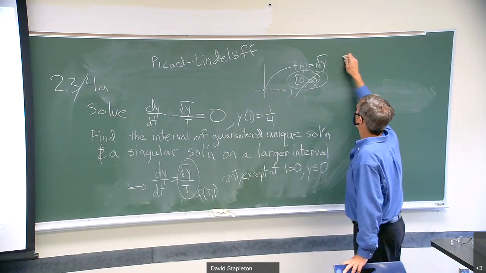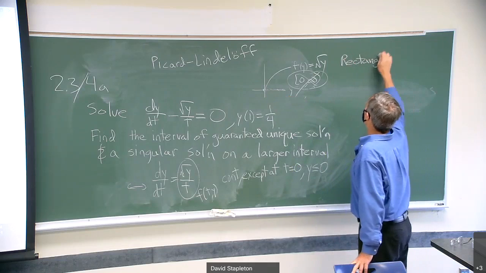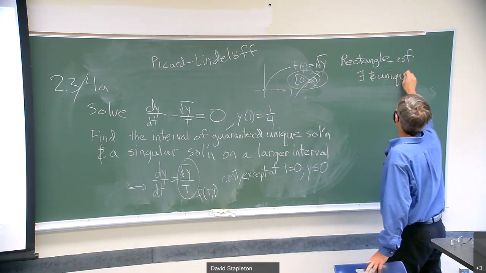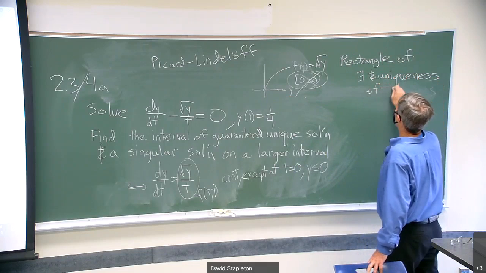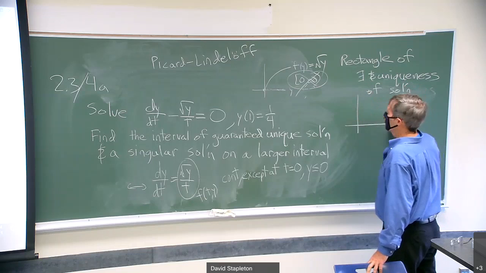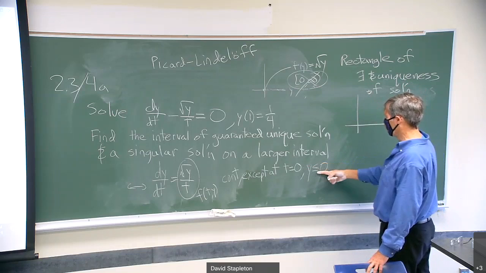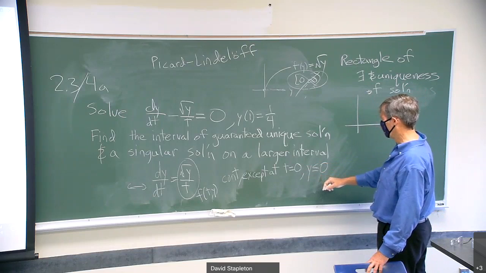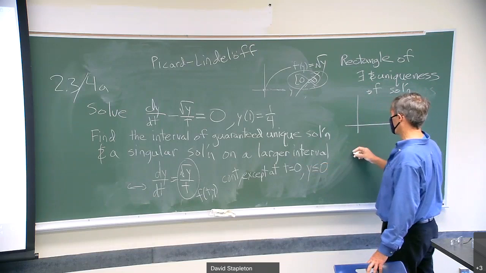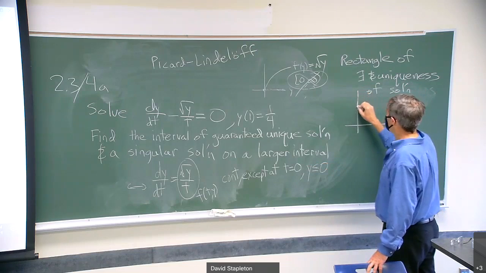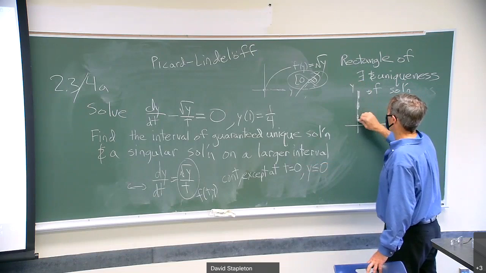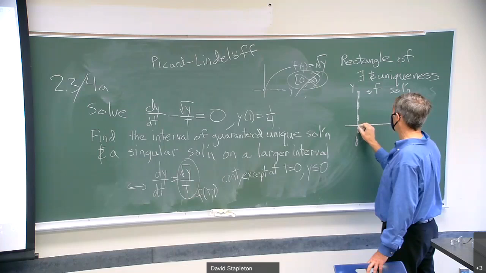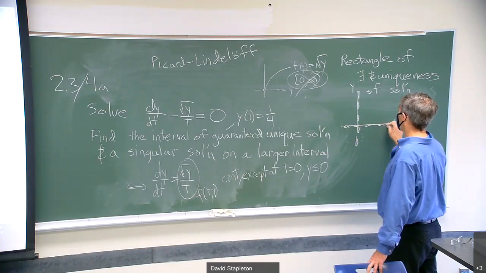you can make this kind of a rectangle in the ty plane where there's existence and uniqueness of solution. You want t not equal to 0, and you want y greater than 0. So you cut out t equals 0. That's one boundary of the region. And then you cut out y less than or equal to 0. That's the other side of this line.